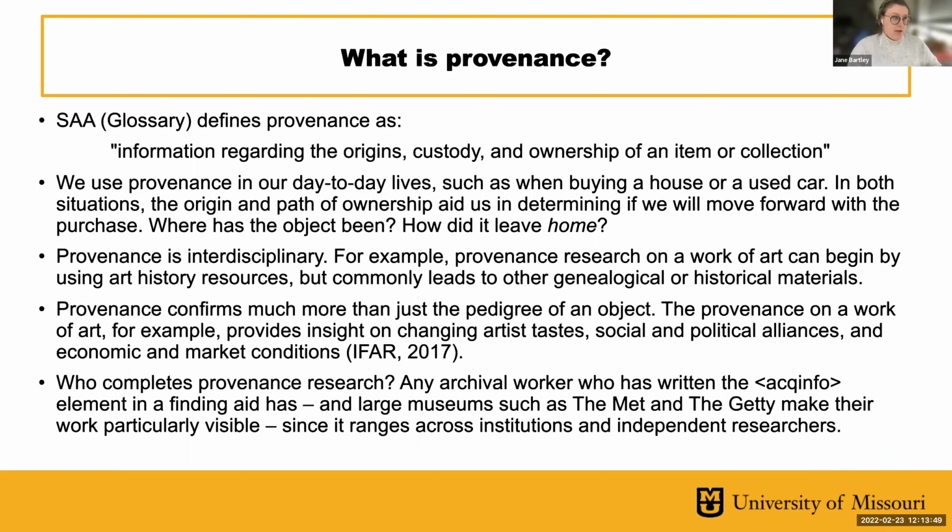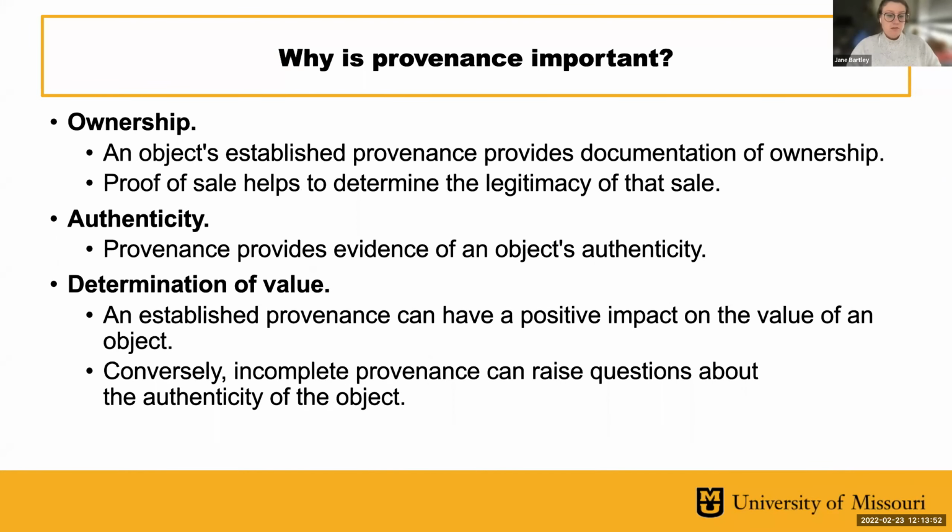Now that we have an idea of what provenance is, I think we need to talk about why it's important. Provenance is important for a number of reasons, but I've highlighted what I like to call my big three here, which are ownership, authenticity, and determination of value. Starting with ownership, at its core, provenance performs that detective work to determine the rightful owner of an object. Once established or complete, in this case, provenance is what provides the documentation for the ownership.